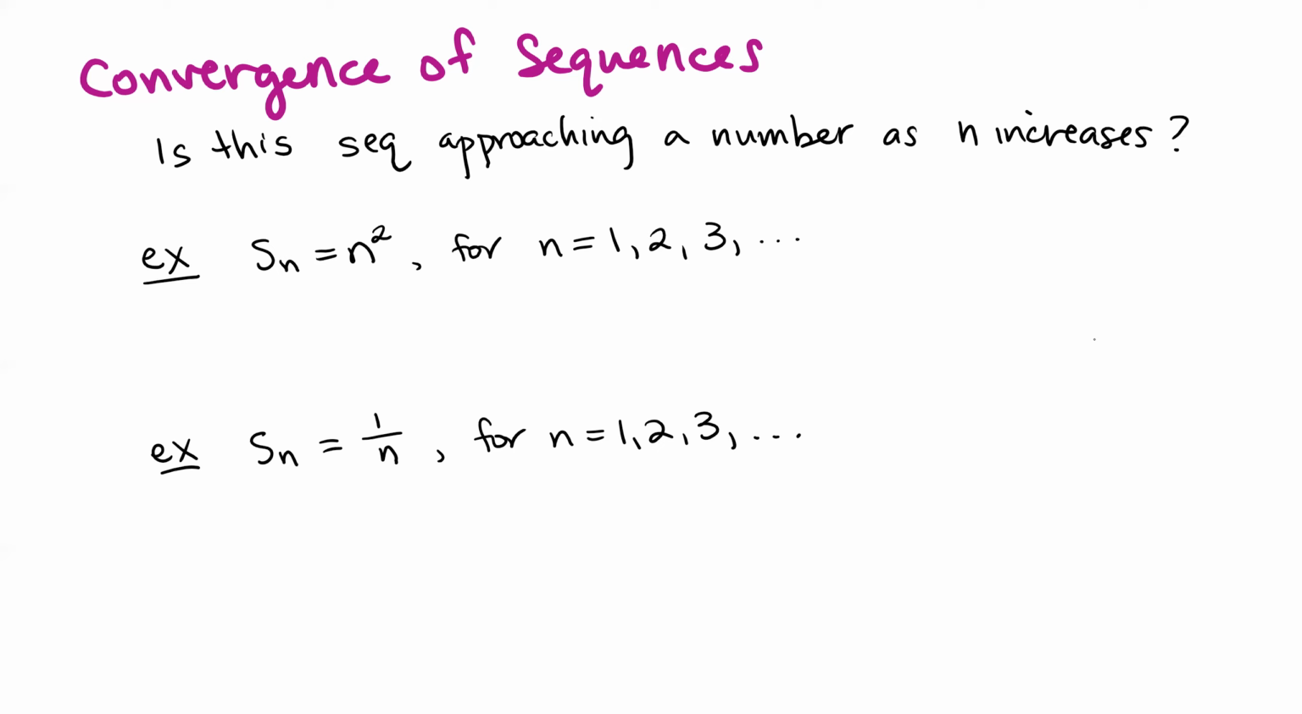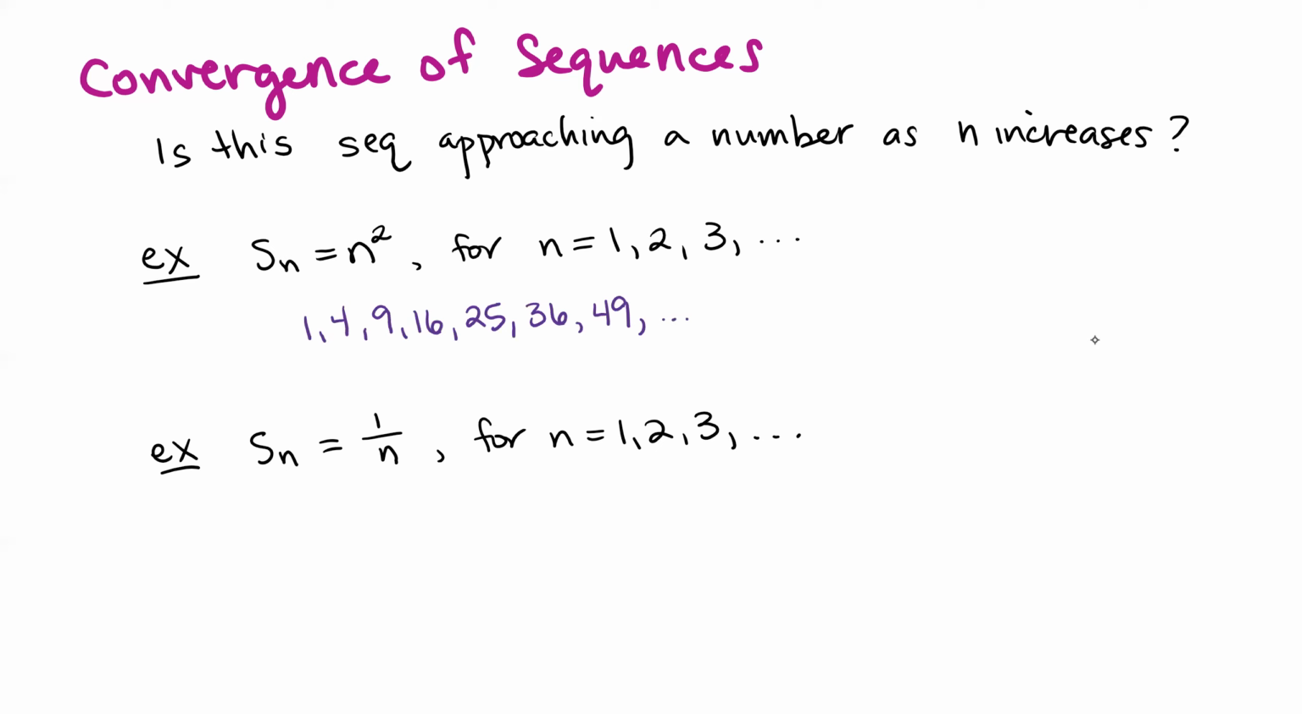Now, if we list off a bunch of terms of each of these sequences, then we will hopefully start to get the idea of, is each of these approaching a specific number? So here's our first sequence, Sn equals n squared. This sequence looks like 1, 4, 9. Next up, we've got 4 squared, so 16, then 5 squared, 25, then 6 squared, 36, 7 squared, 49, and so on.